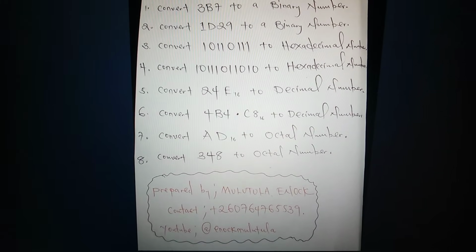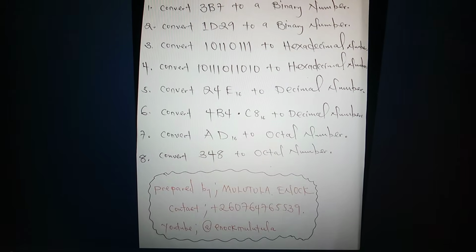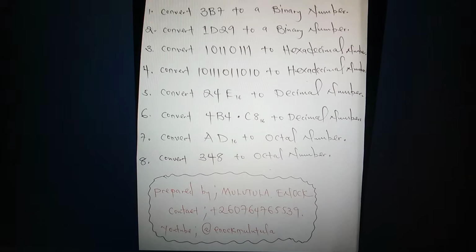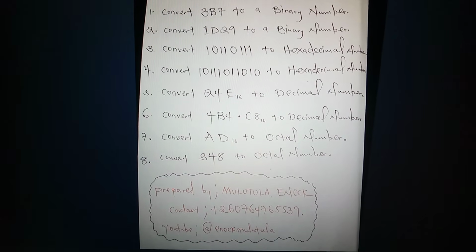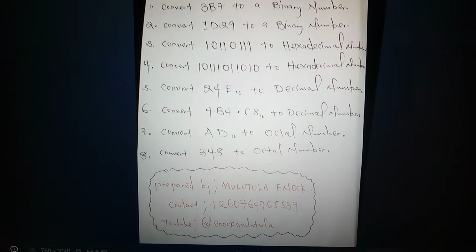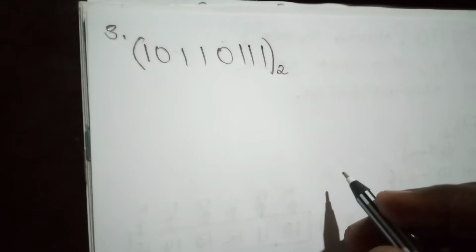So question 3, they are saying convert 1011011 to hexadecimal. So we have been given the binary and then they want us to convert it to hexadecimal. We have been given our binary number to be 1 0 1 1 0 1 1 1, and they want us to convert that same binary number to hexadecimal.